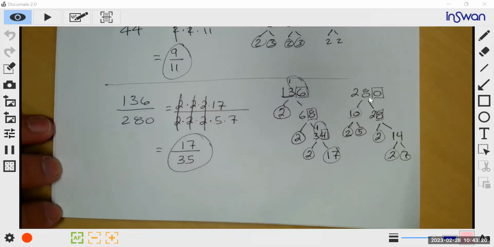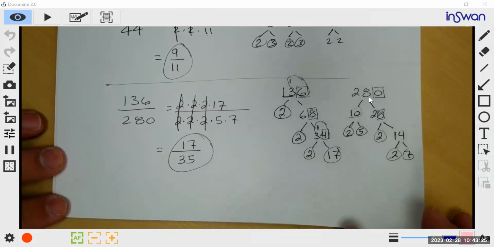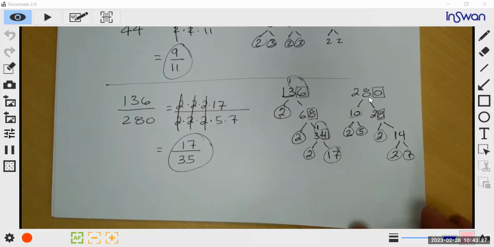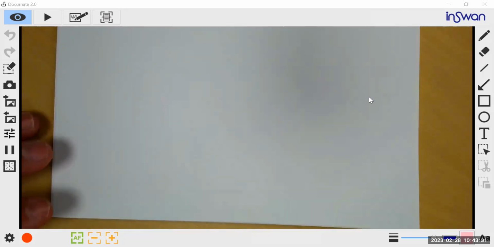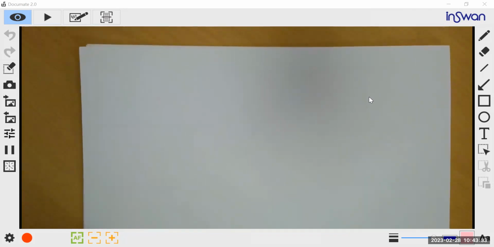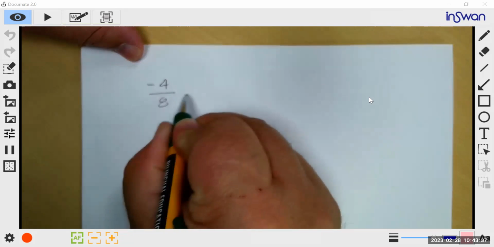And the rules of signs, same thing as multiplication. If you have a fraction and you have an even number of negative signs, the answer is positive. If you have an odd number of negative signs, the answer is negative. For example, -4 over 8.